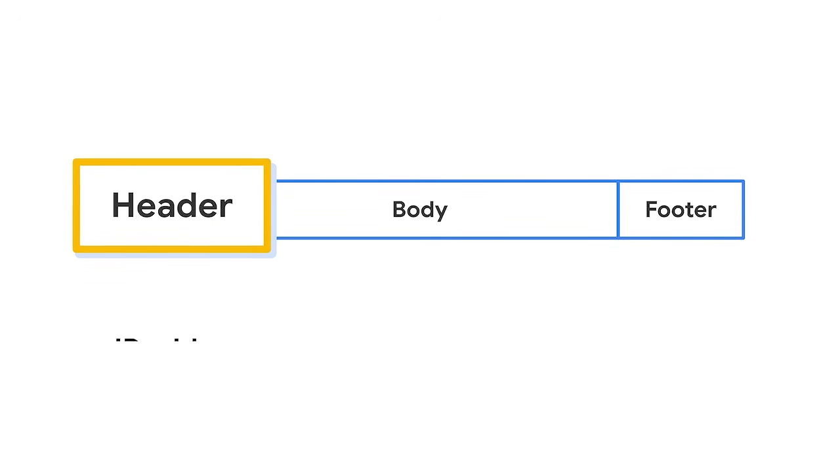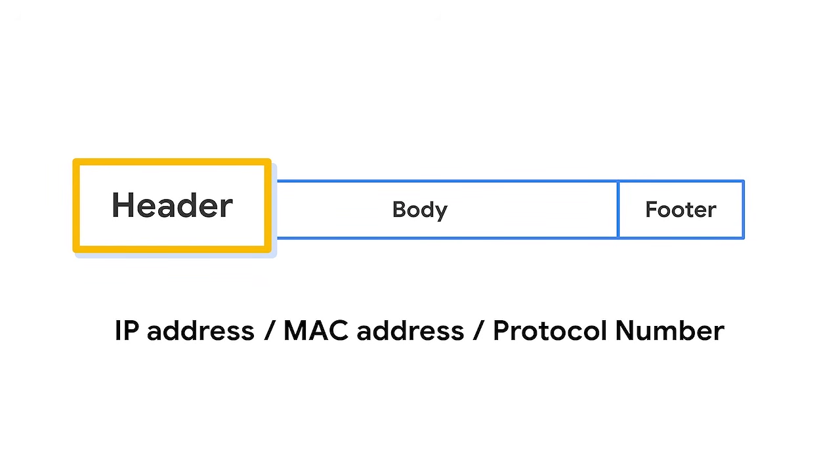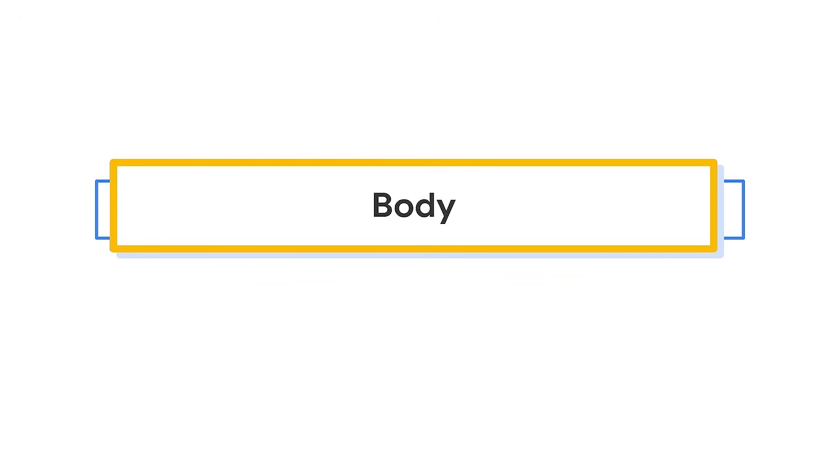It contains a header that includes the Internet Protocol address, the IP address, and the Media Access Control, or MAC address, of the destination device. It also includes a protocol number that tells the receiving device what to do with the information in the packet. Then there's the body of the packet, which contains the message that needs to be transmitted to the receiving device.